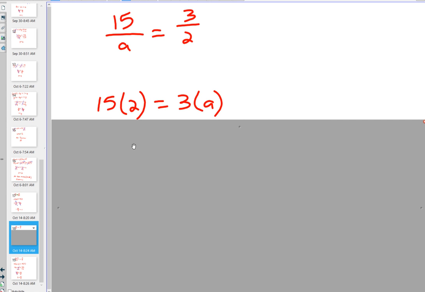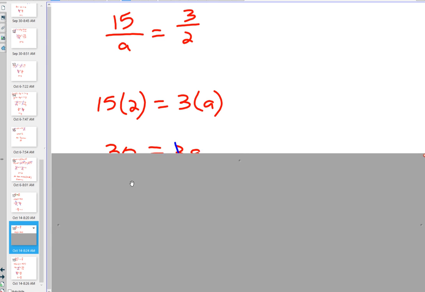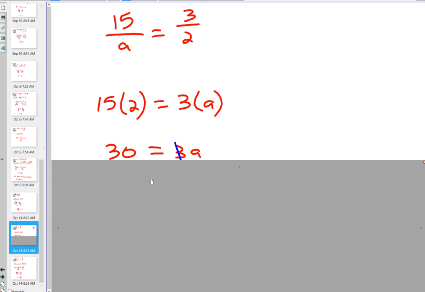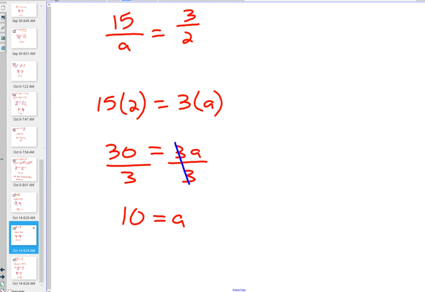And look, the other nice thing about cross multiplication, what don't you see anymore? Fractions. There's no more fraction. It's a way to get rid of a fraction. 15 times 2 is 30, divided by 3 is 10. A equals 10.